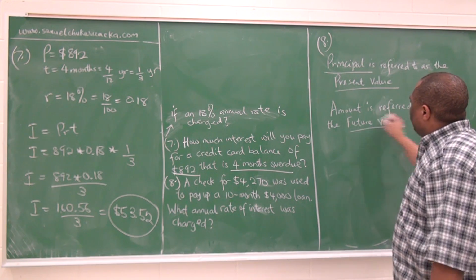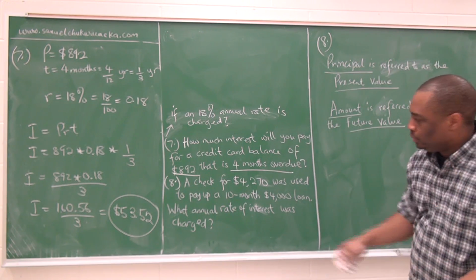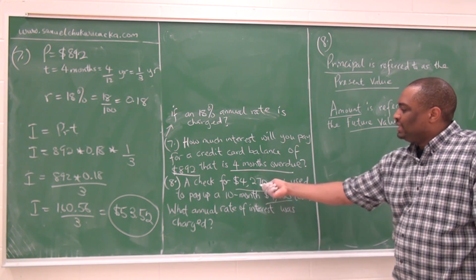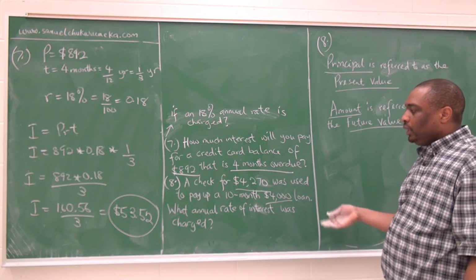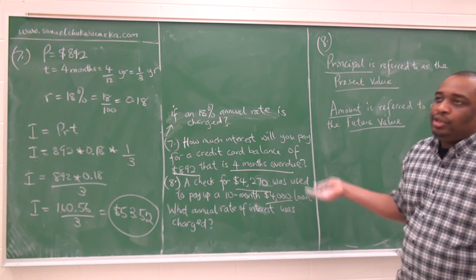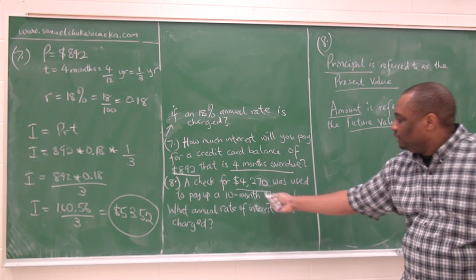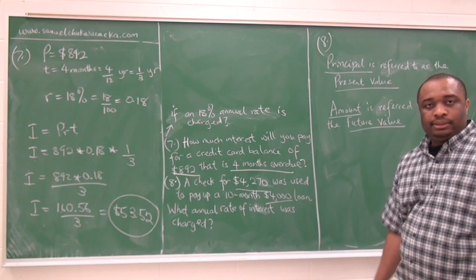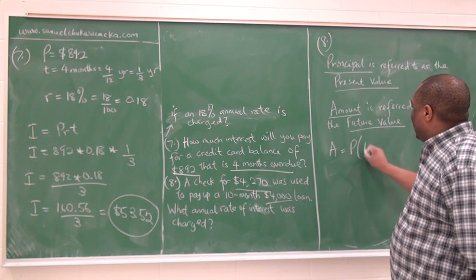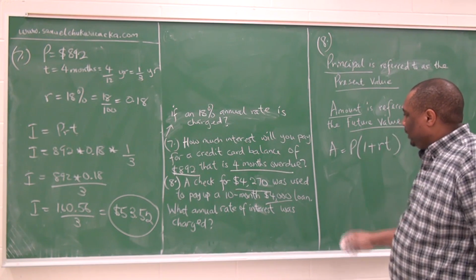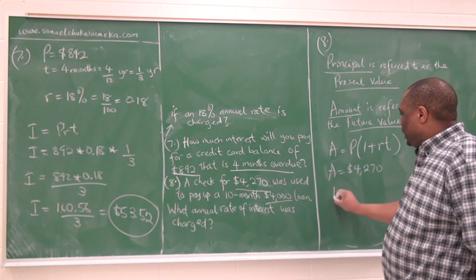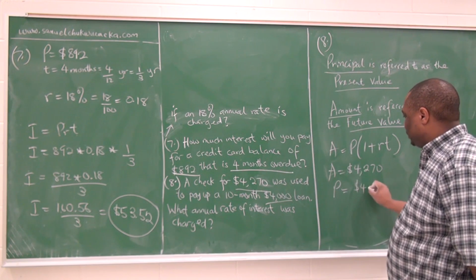So now you will use this money to pay up what you borrowed. You will use this check of $4,270 to pay up the $4,000 loan that you borrowed, okay? And they ask you what was the rate of interest that was charged to yield this money over a period of 10 months. Okay, so our A is equal to P(1 + rt). In this case, our amount is $4,270, and our present value is $4,000.